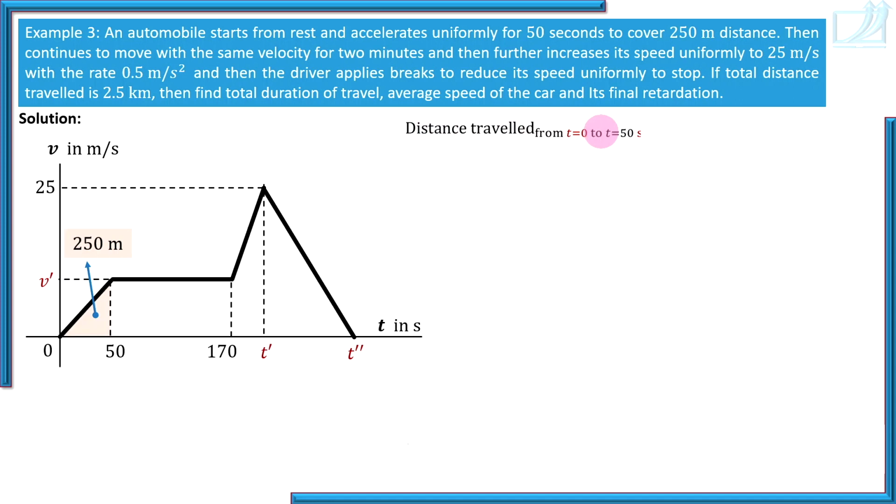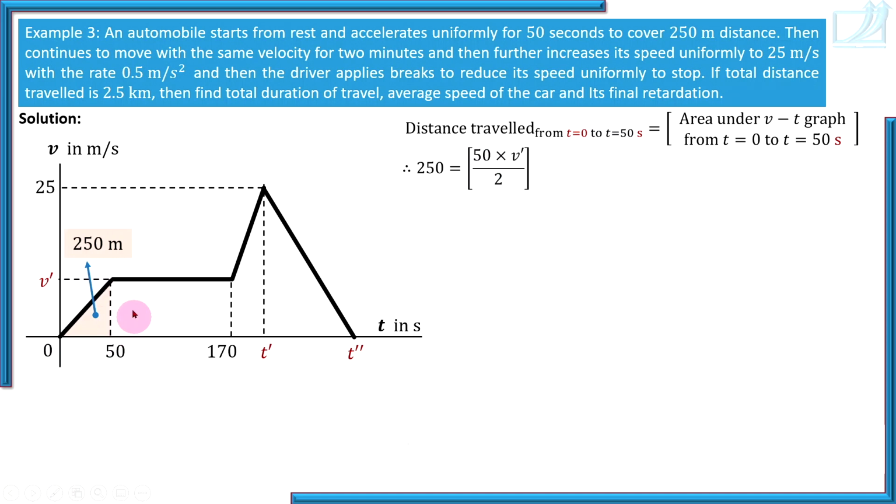Distance travelled, that is area under VT graph. So this distance travelled is 250. It's given. I have chosen time interval 0 to 50 seconds. So that area is base into height by 2, 50 into V dash by 2. So we found out velocity 10 meters per second. So put that value immediately in the diagram. That helps you to study diagram quickly. So V dash is 10 meters per second.